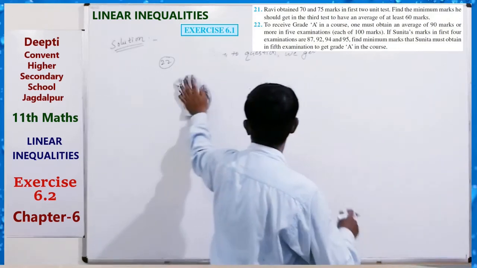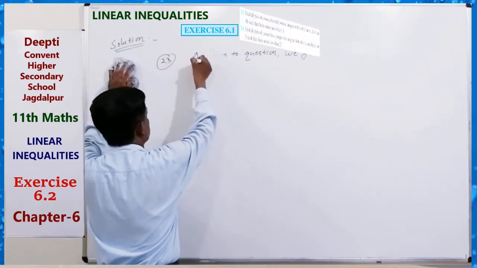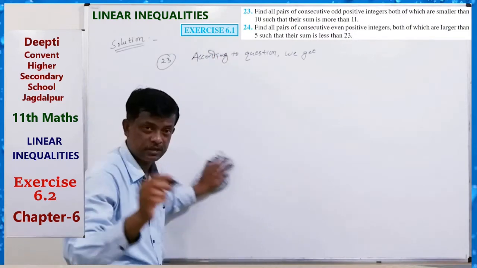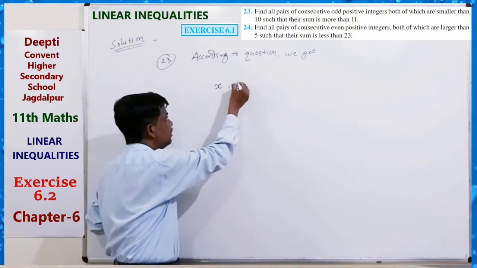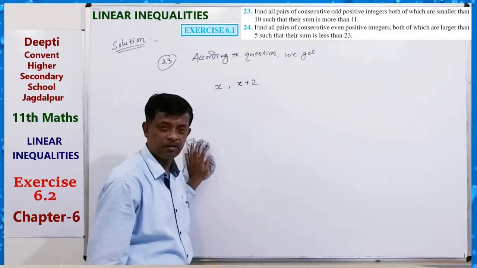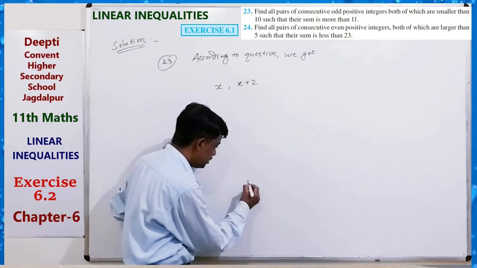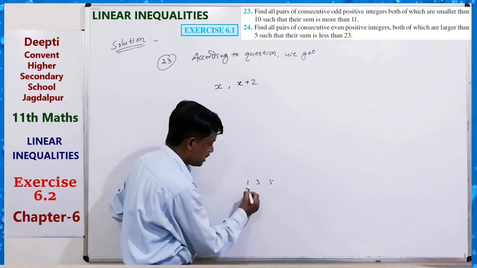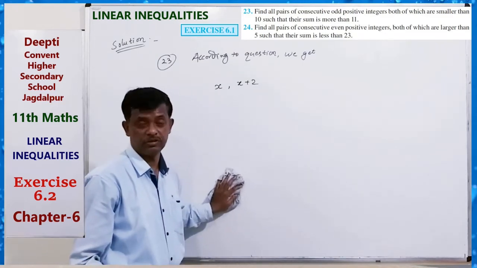Suppose the first odd positive integer is x. Then the next consecutive odd integer will be x plus 2. Just like 1, then 1 plus 2 is 3, then 3 plus 2 is 5. So if the first is x, then the other is x plus 2. So these are the two consecutive odd positive integers.